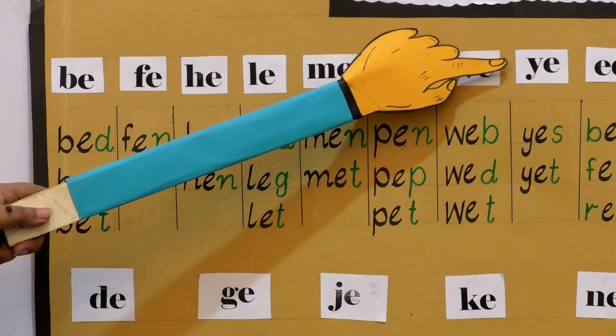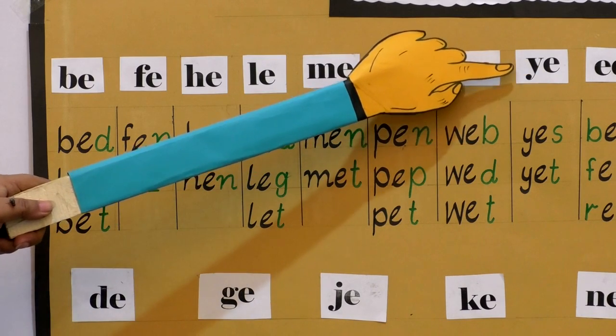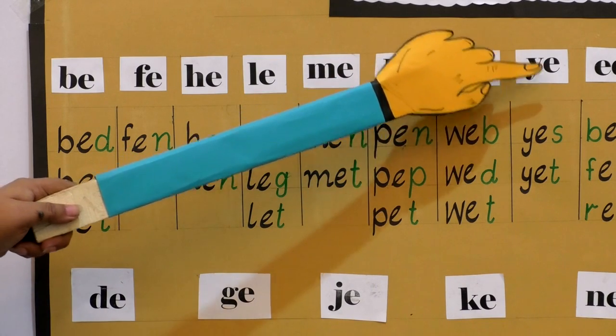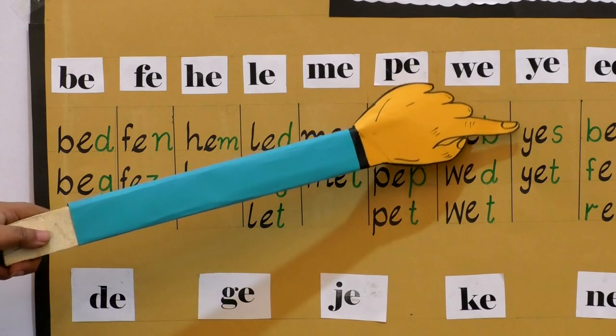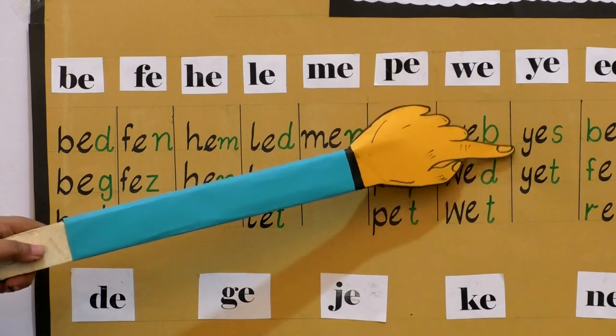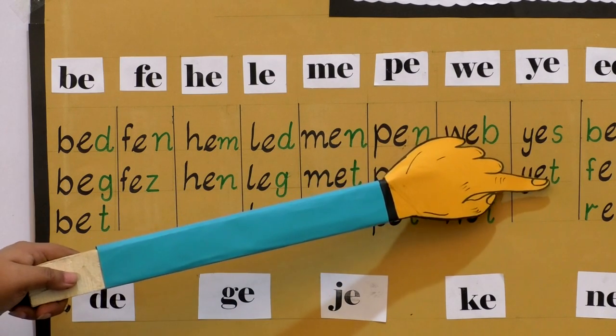Okay, now start next column. The sound of Y is Y and the sound of E is E. When we join these two sounds, it will become ye. Ye, e, ye. Now you will join the sound of ye with some other letters. Ye, s, yes. Ye, t, yet.